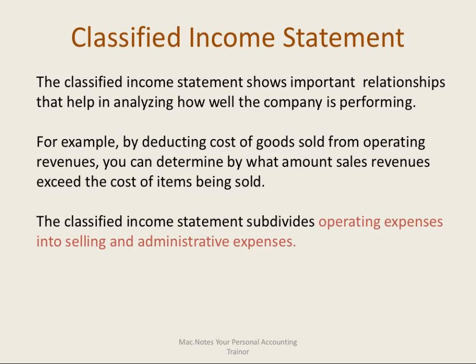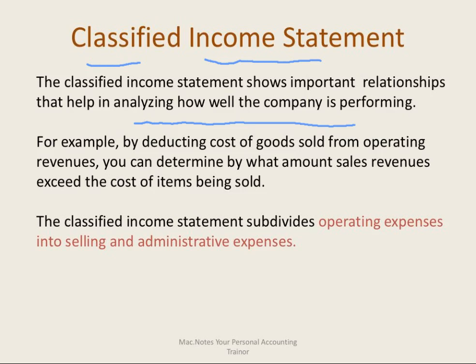Now we put it all together for a merchandise company by going through the income statement for merchandise. We had introduced before a classified balance sheet. This could be a classified income statement. For a service company, you just had sales and expenses. Here, though, we have a classified income statement that shows the relationships of how well a company is performing.